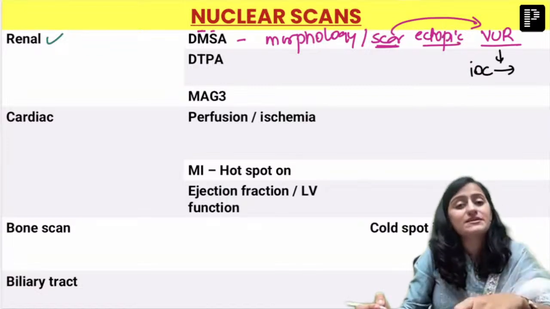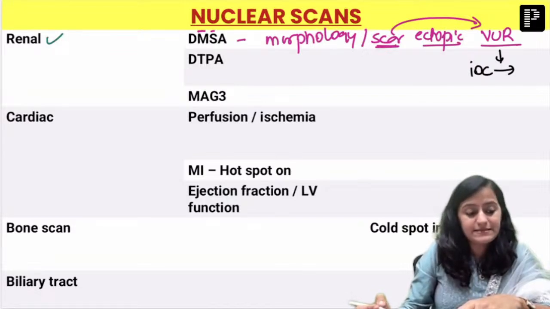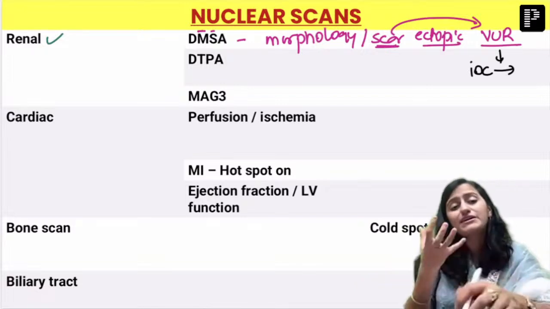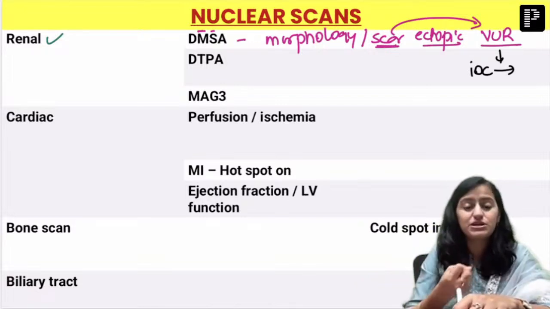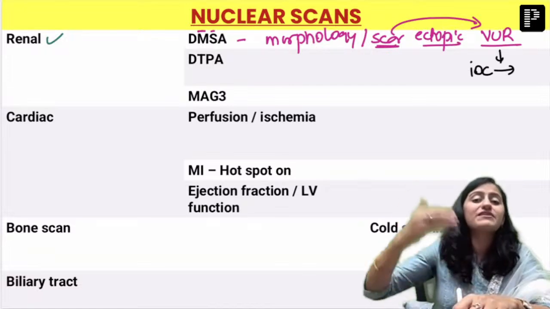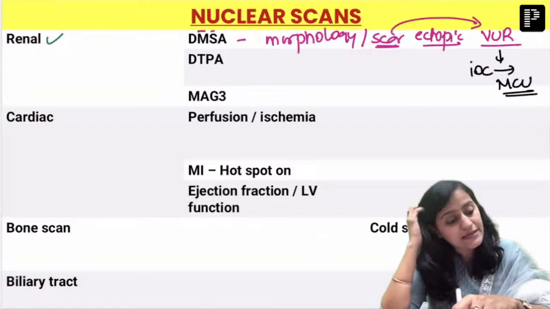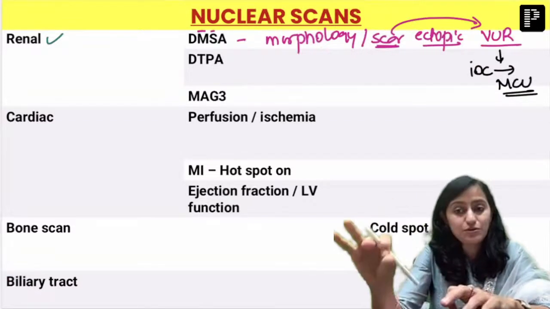What is the investigation of choice for vesico-ureteric reflux? Yes, very good, Pooja. Absolutely right. It is MCU. Because micturating cystourethrogram, when the bladder is contracting, when the bladder is micturating, that is when you would see the reflux happening. Okay, the contrast going backwards into the ureter and the kidney, right? So remember, it is micturating cystourethrogram, which is helping you to diagnose the VUR.